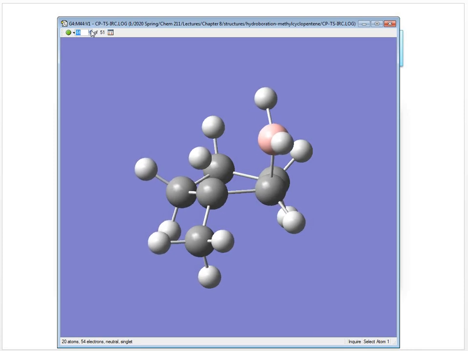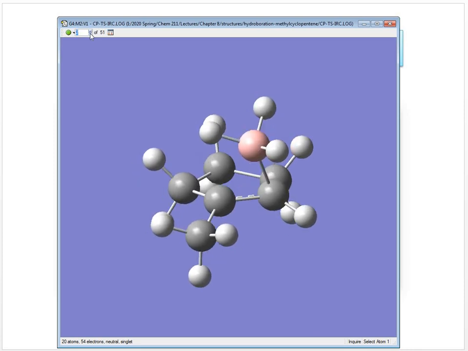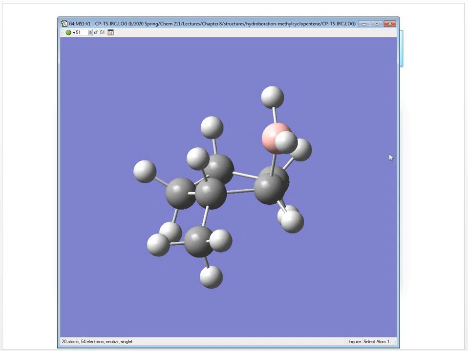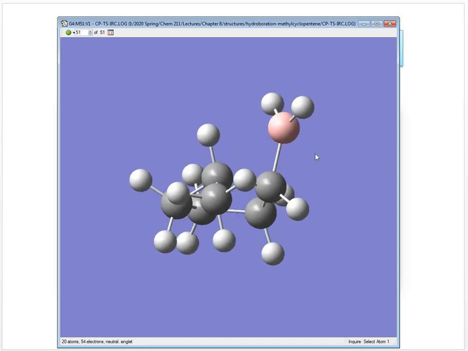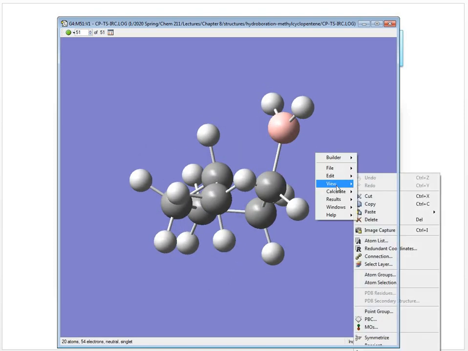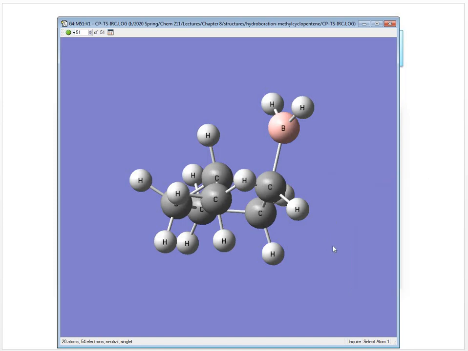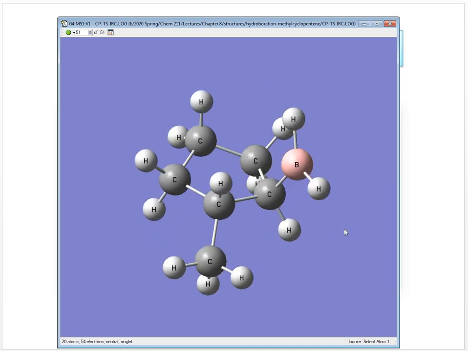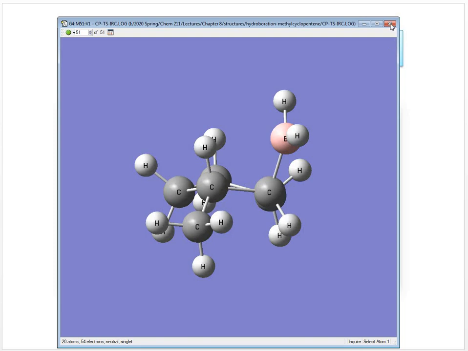As you see, yes, here. So H and BH2 added to the same side. So I'm just going to show you the symbols. This is BH2, this is H. So, okay.